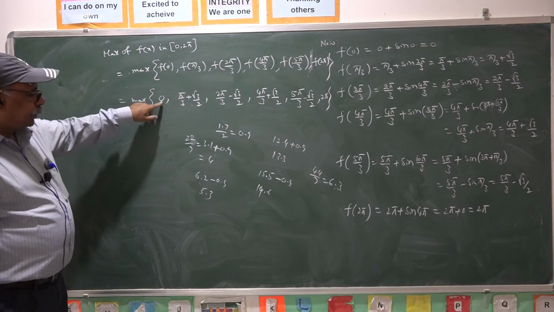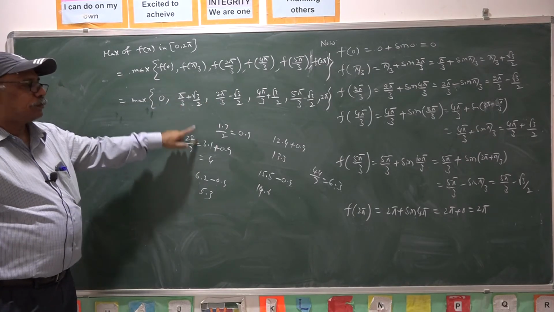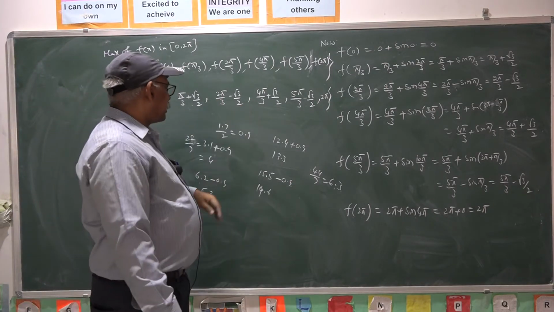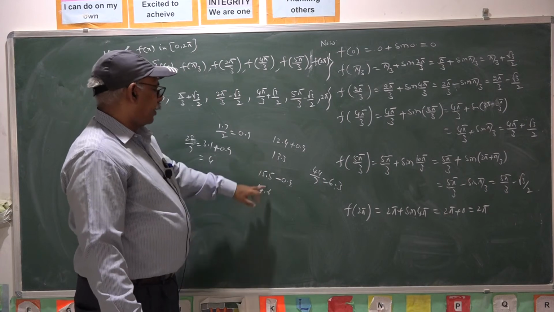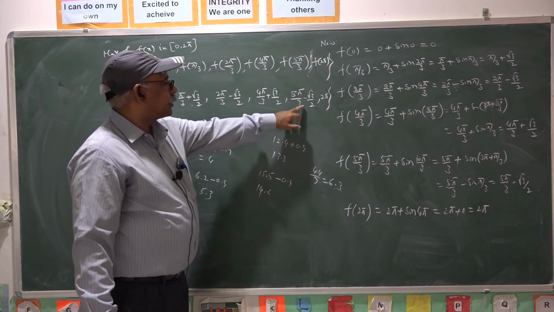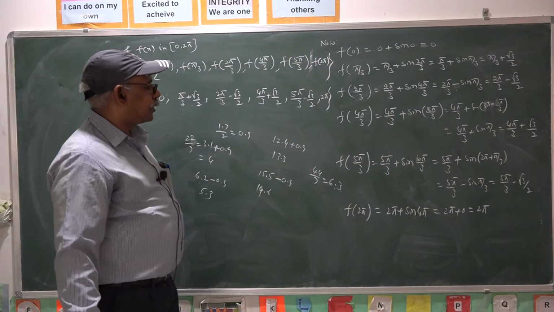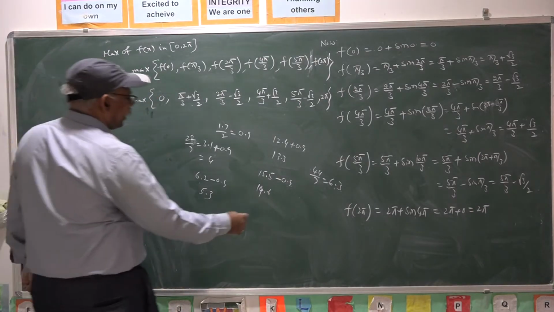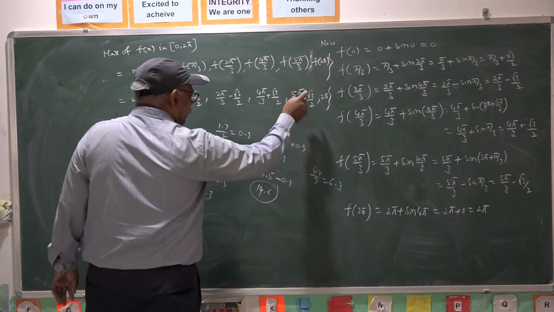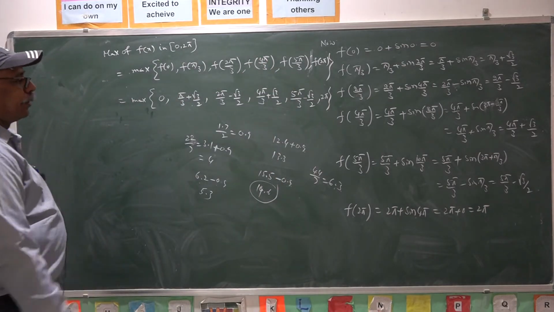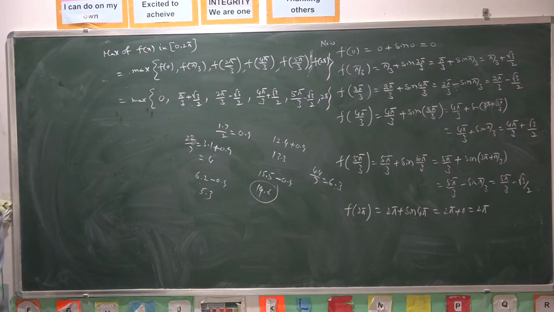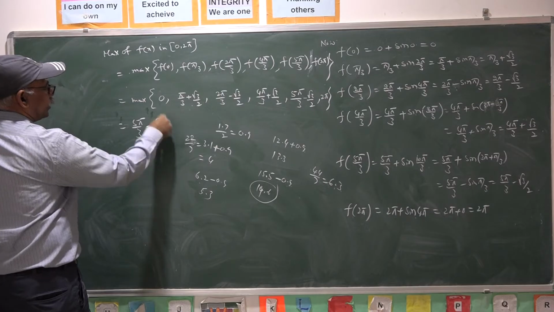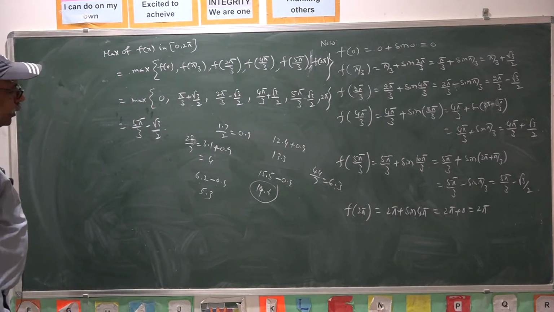So this is nearly 4, this is nearly 5.3, and this is nearly 13.3. This is approximately 14.6, and this is nearly 6.3. So out of these, the maximum value is obtained at 5 pi by 3 minus root 3 by 2, the maximum value.